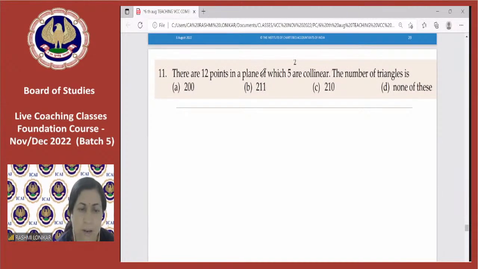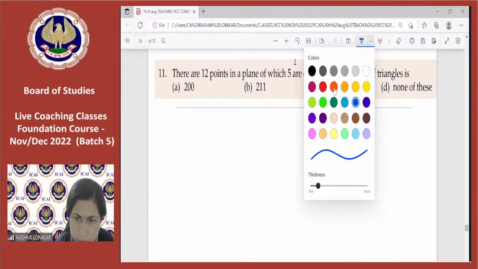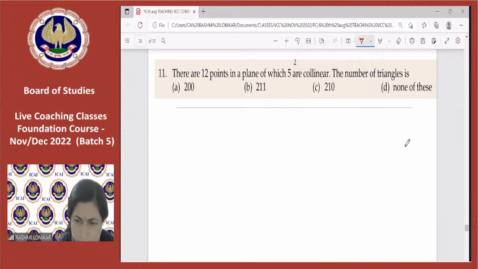There are 12 points in a plane of which 5 are collinear. The number of triangles is. Now what is collinear? Collinear means they are lying on a single line. Okay. So suppose I have this line.